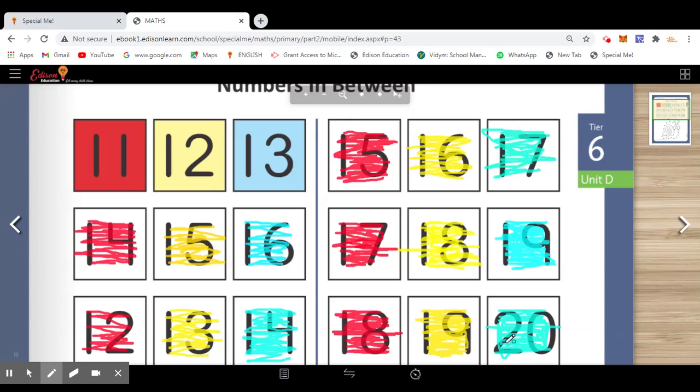So number 20 comes after number 19. So this way students, you have to practice revising the concept of which number comes in between, which number comes before and which number comes afterwards. Right, is it clear to you? Good. And now our session is over.